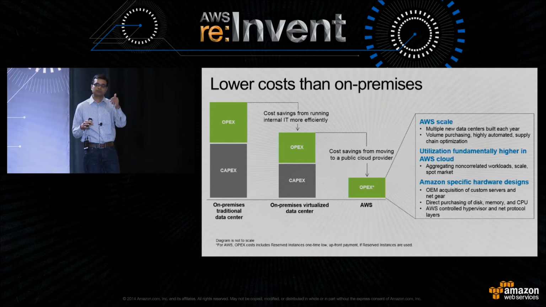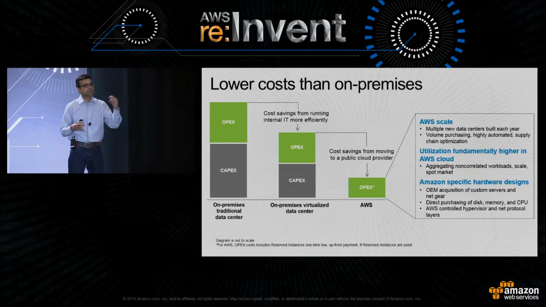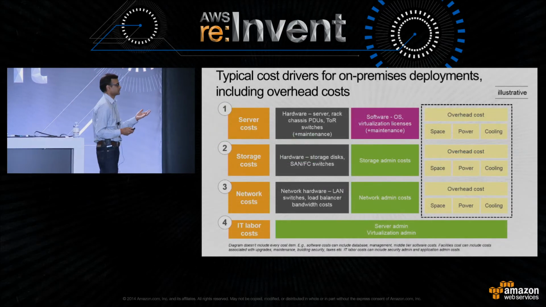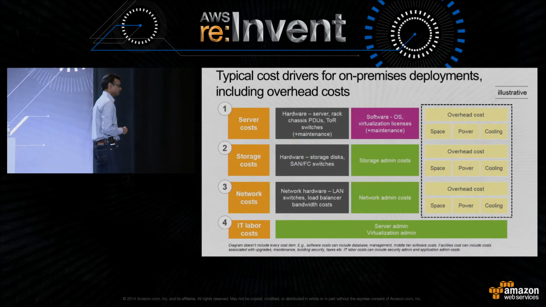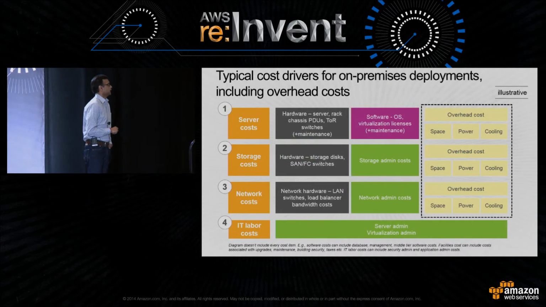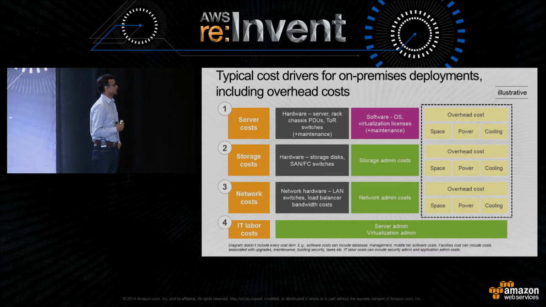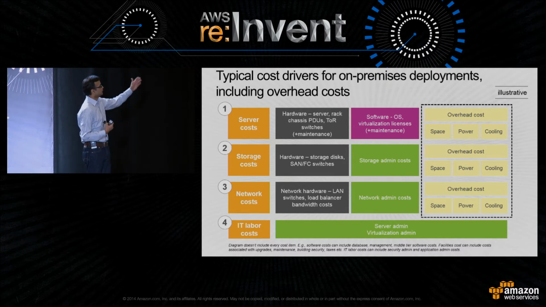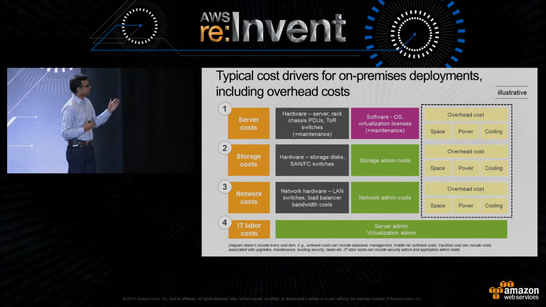So fundamentally, scale, utilization, and our own custom hardware make us believe that AWS has a lower cost structure than whatever is possible in an on-premises environment. Having said that, we touched a couple of slides back on the challenges around creating a data center cost model. So how do we think about solving that problem?